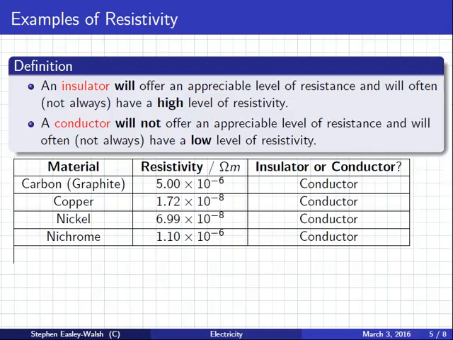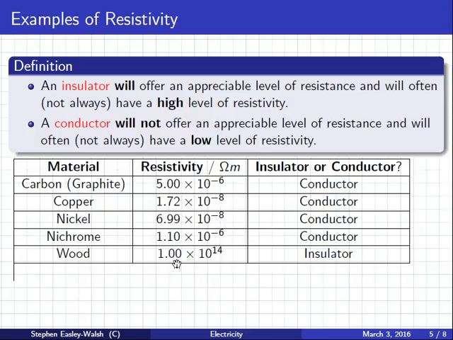Now, look at how big of a difference it is. Here, these are all 10⁻⁶⁸, yeah? But then when you go to wood, it's a huge difference, it's 10⁻¹⁴, and this makes it an insulator.